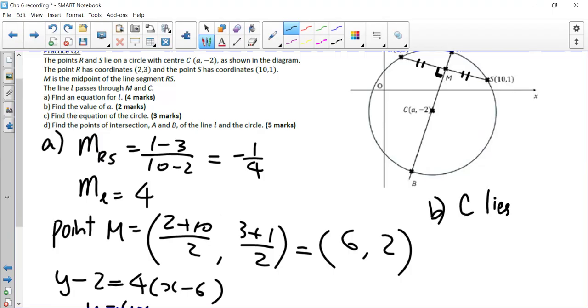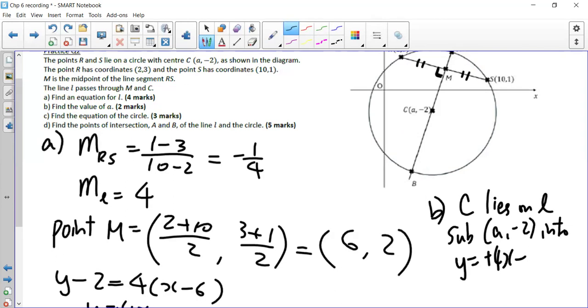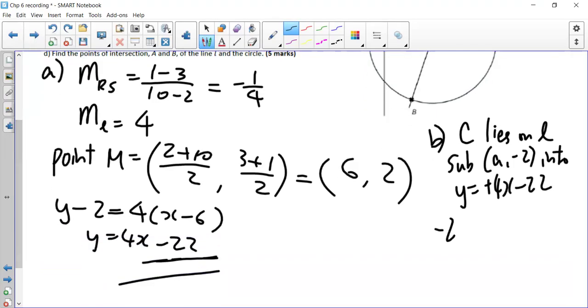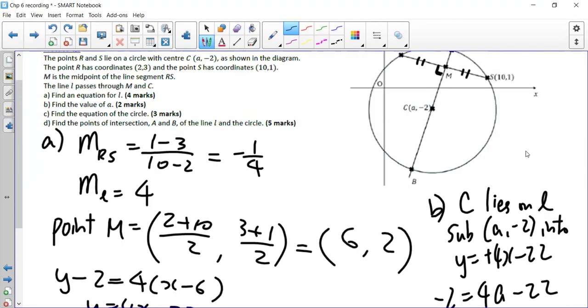C lies on L. So we can substitute A minus 2 into the equation y equals 4x minus 22. So that gives us y is minus 2, x is A. So A, if we work it out, A is 5. All right? So that's 2 marks.